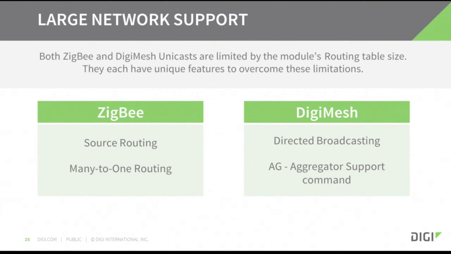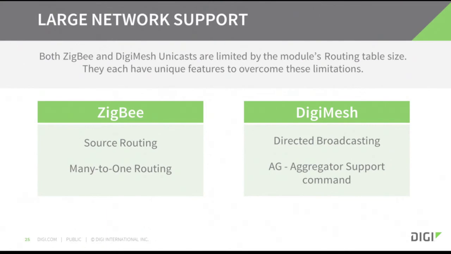With DigiMesh, because of the 64-bit addressing, this would be too large to append to the transmission, so we have something called directed broadcast. This allows us to send a special broadcast message with a single address of a remote radio in it. It goes out just like a normal broadcast, but only the radio with a matching 64-bit address will output that data. So to your application, it still looks like a unicast addressed packet, but it allows us to also scale DigiMesh very large.